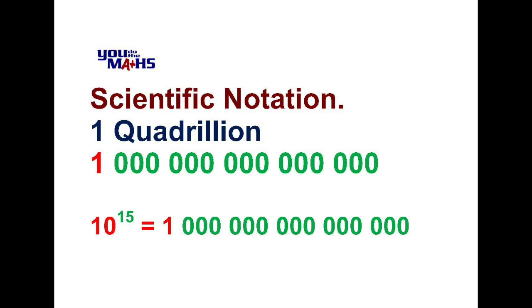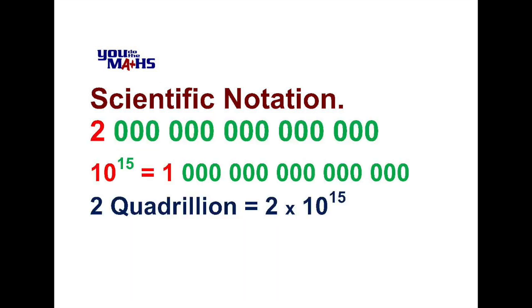Well, we know if we change that number from 1 quadrillion to 2 quadrillion, what we can then say is it's 2 lots of 10 to the 15. And we can write that, as we see down below here, as 2 times 10 to the 15. So what we'll do is we'll take this idea further so we can represent any number using scientific notation.